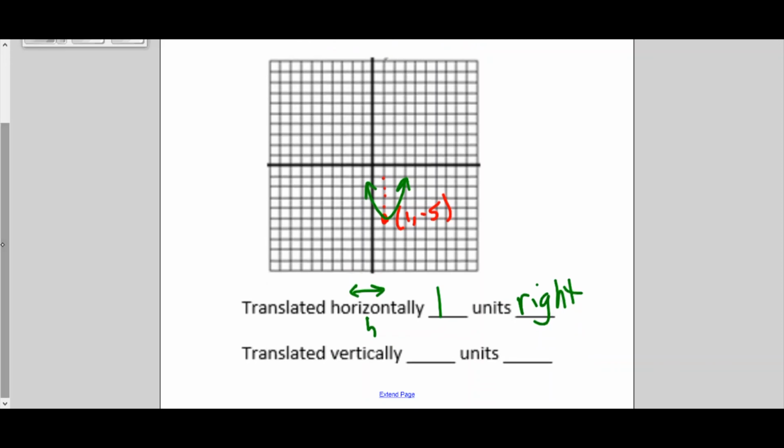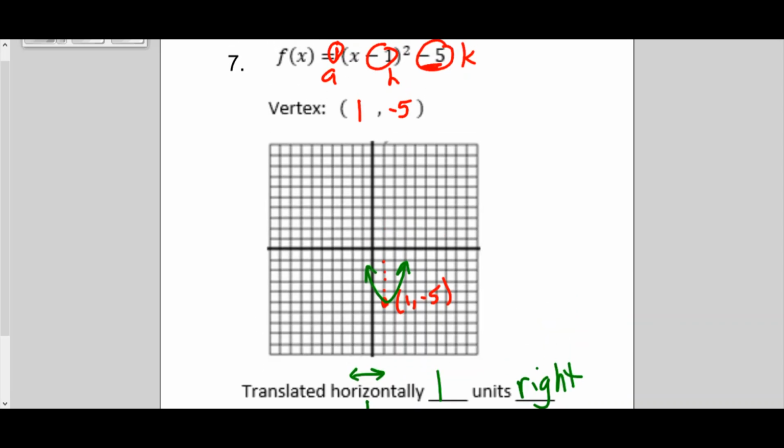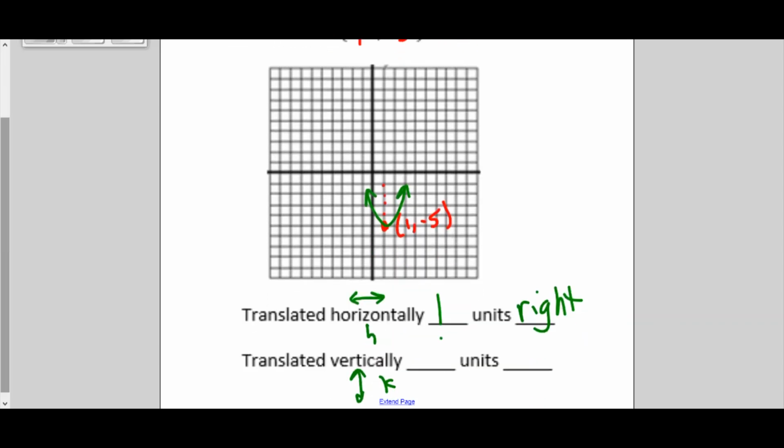And then vertically means up and down. So you're looking at the K value for that one. So this -5 moves my graph 5 units down. So this does it for the notes on graphing quadratics day 1.